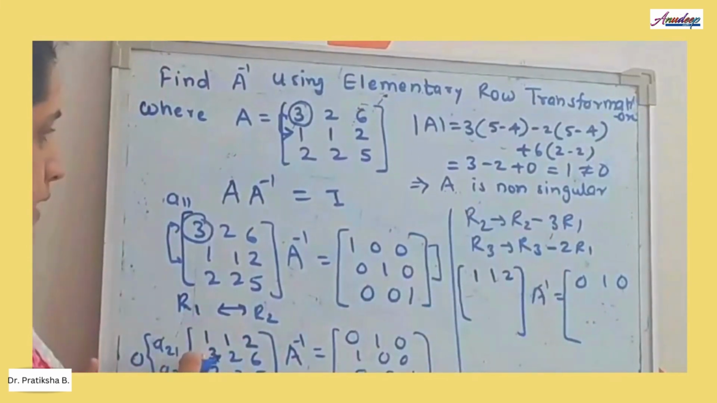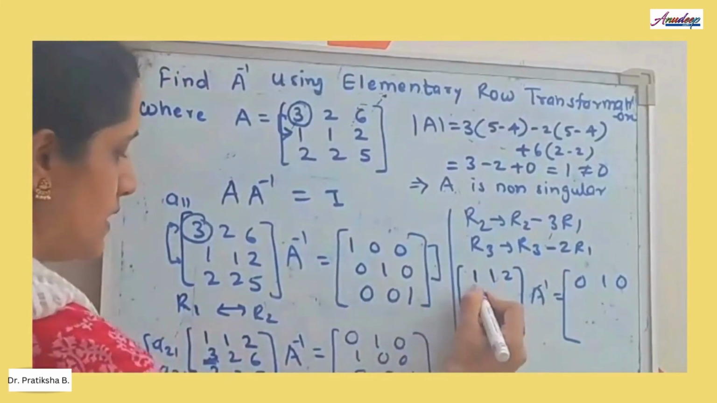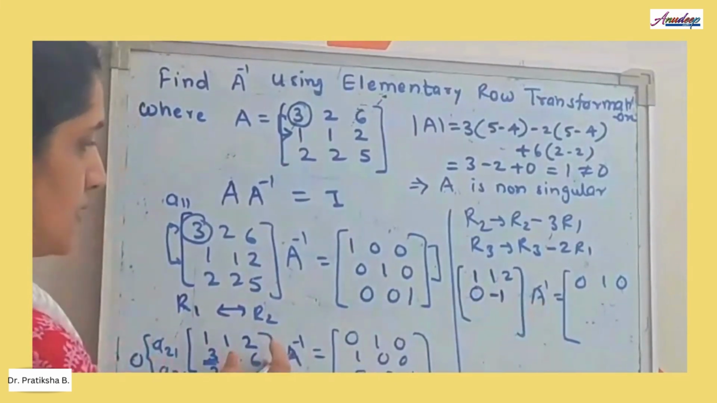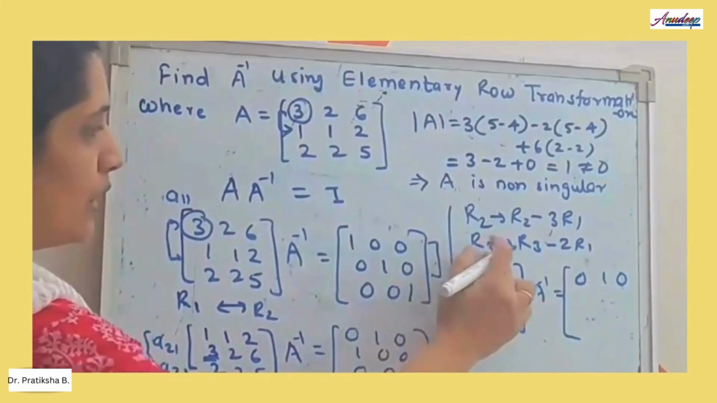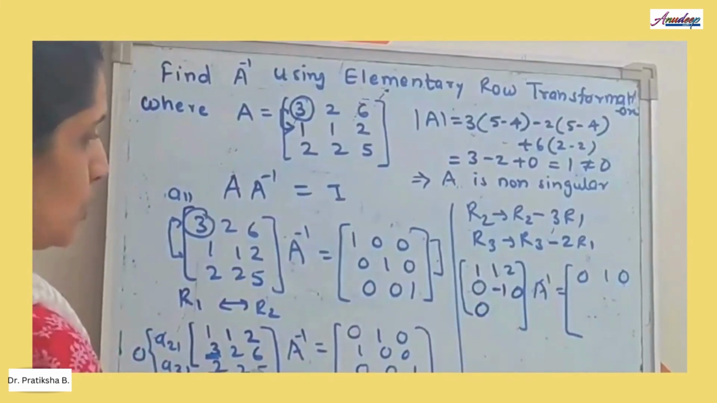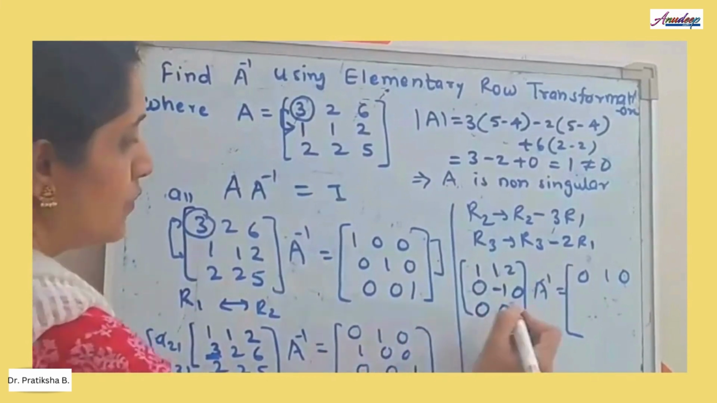So R2 is 3, 2, 6 minus 3 times R1, that is 3 minus 3 is 0, 2 minus 3 will give me minus 1, 6 minus 6 will give me 0. Now R3 minus 2 times R1. So 2 minus 2 will be 0, 2 minus 2, again it will be 0, and 5 minus 4 will give me 1.